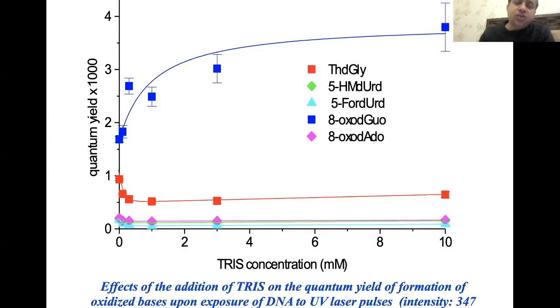Again, there was a group who studied the quantum yield values with the addition of TRIS on the quantum yield of formation of oxidized bases upon exposure of DNA to UV laser pulses. What they found is that 8-oxo-guanidine is quite high and not affected much as compared to thymine glycol and other kinds of damage markers. That is why 8-oxo-guanidine is the most recommended biological marker for damage in different disease progressions, such as renal kidney failure and liver failure.